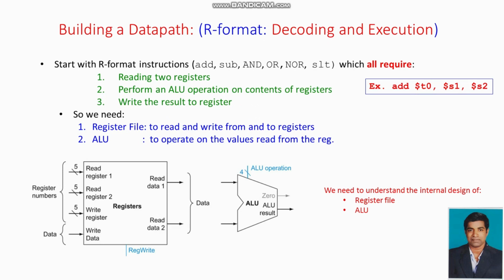Here the program counter is doing the normal sequence of operation. That means when the first instruction is over, the program counter is incremented by 4 because each instruction is a 4-byte instruction. Here we need a register file to read and write from and to registers, and an ALU to operate on the values read from the registers. We need to understand the internal design of the register file and ALU.